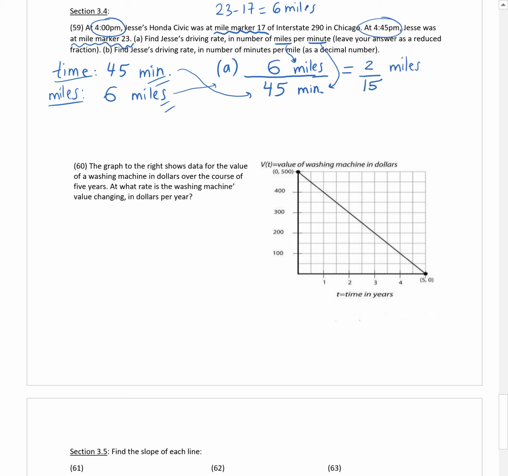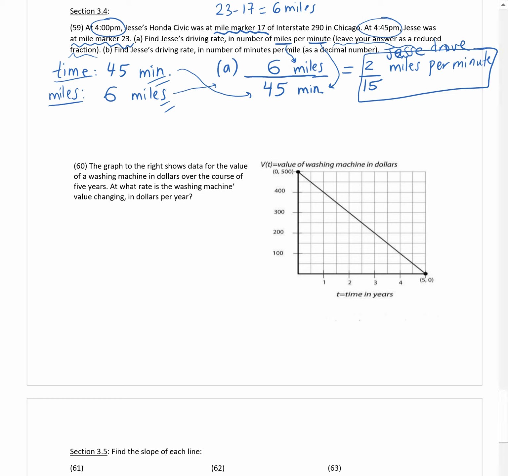And now you don't have to keep the units there. The units I just wrote to remind myself where each number is going, to remind myself it's not 45 over 6, it's 6 over 45. But now I can write miles per minute in words. And notice in part A it says, leave your answer as a reduced fraction. So we're good to leave it like this. That's what they want. But you could write it in a complete sentence, though. That might be nice. Jesse drove 2/15 miles per minute.